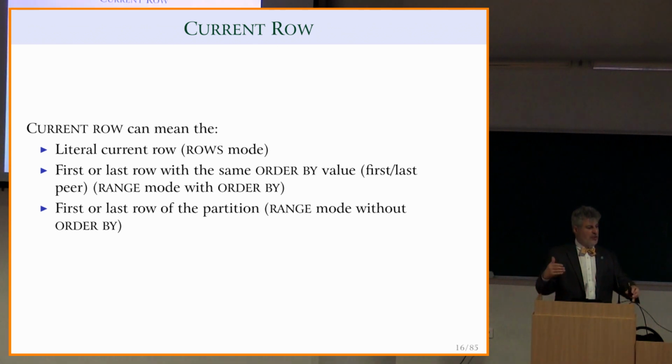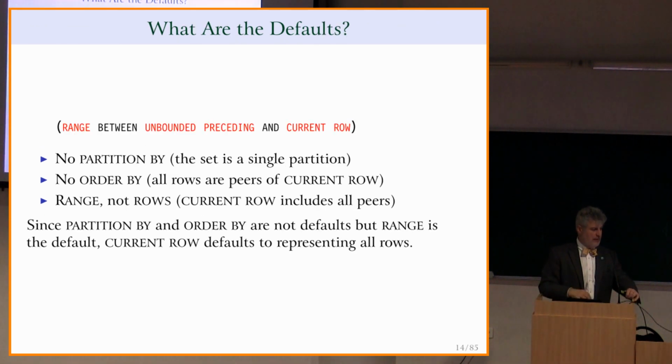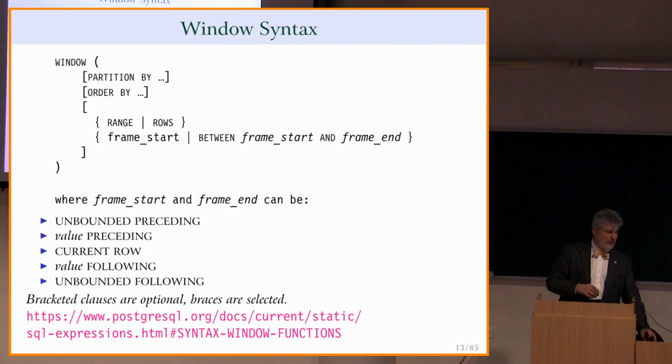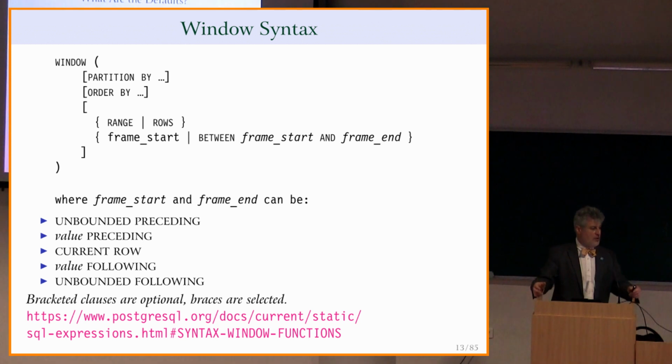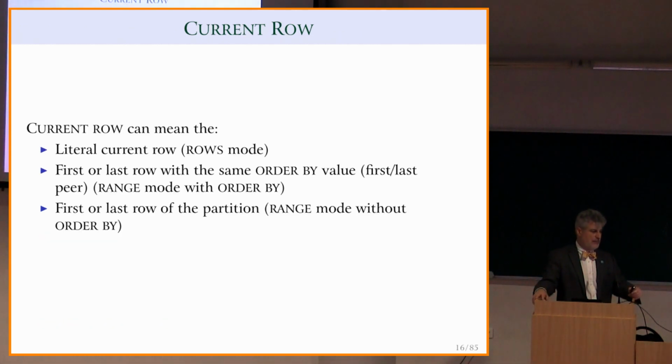So for example, current row means the current row if you're in something called rows mode. There's actually two modes you can be in. You can be in range mode or rows mode. Remember I said we have an option here, range mode or rows mode. When you're in rows mode, current row means current row. Okay? When you're in range mode, it doesn't. And range mode is the default, by the way.